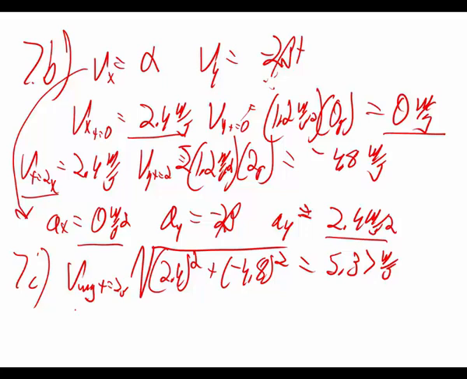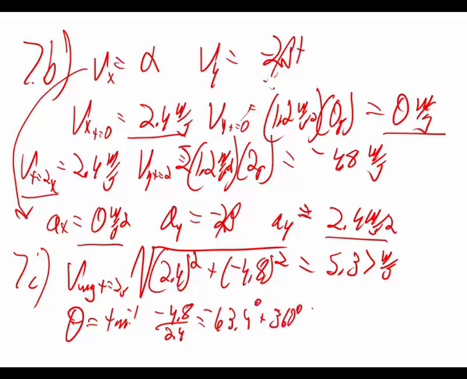And what's the angle? Negative 4.8 over what? 2.4, and that comes out to be what? Negative 63.4 plus 360. And then that comes out to be what? 296.6.